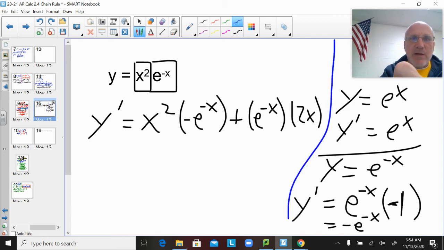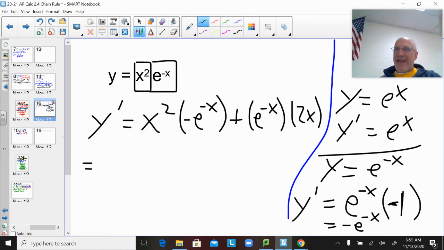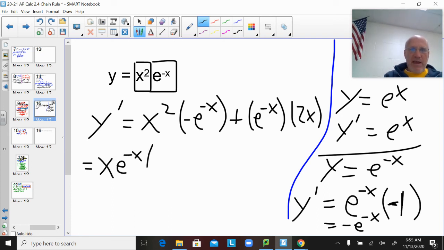Okay, now let's talk about how I clean this up. Talk about GCFs. I think both terms have an e to the negative x, and both terms have an x. I think that's my GCF. So I can pull out the GCF of an x e to the negative x, and I'm left with something plus something. You notice I do that every time. If I'm pulling out a GCF, I got to keep track. I got to figure out what's left before and after the plus sign.